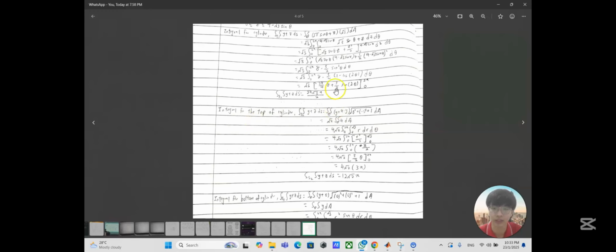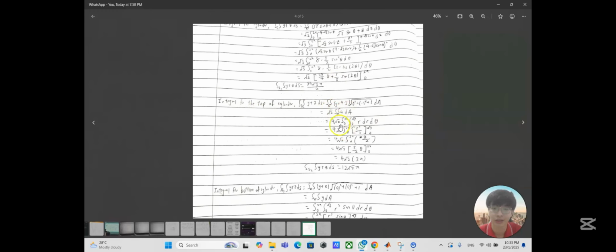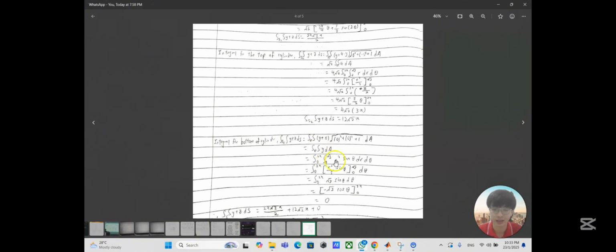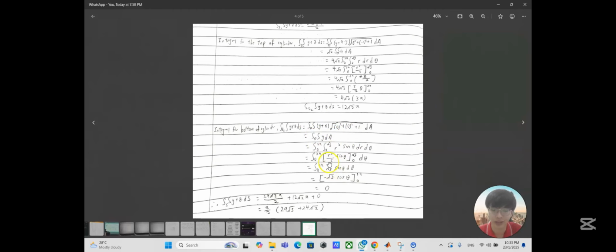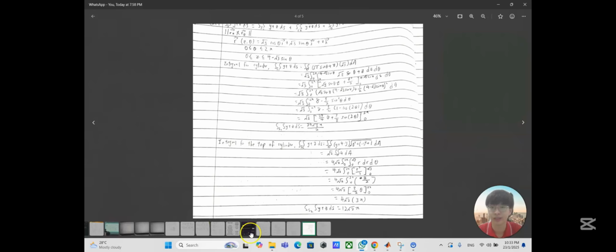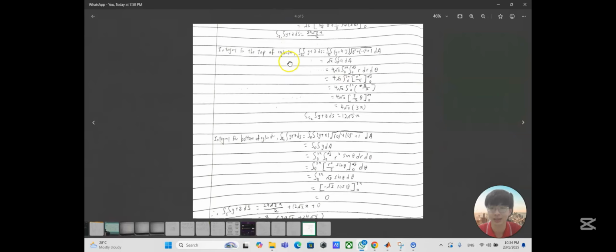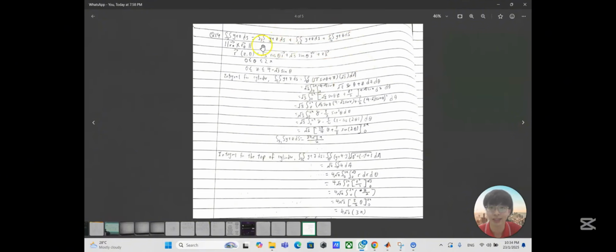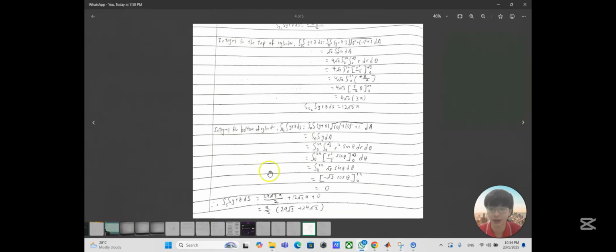For the integral for the top of the cylinder, we do the same thing, put the values inside, and get 12 square root 2 pi. For the bottom of the cylinder, we also apply the formula and put in our values, and we get 0. As I already mentioned, there are 3 surface integrals that I separated out, and then we add them all. We get pi over 2 times 29 square root 3 pi plus 24 square root 2.